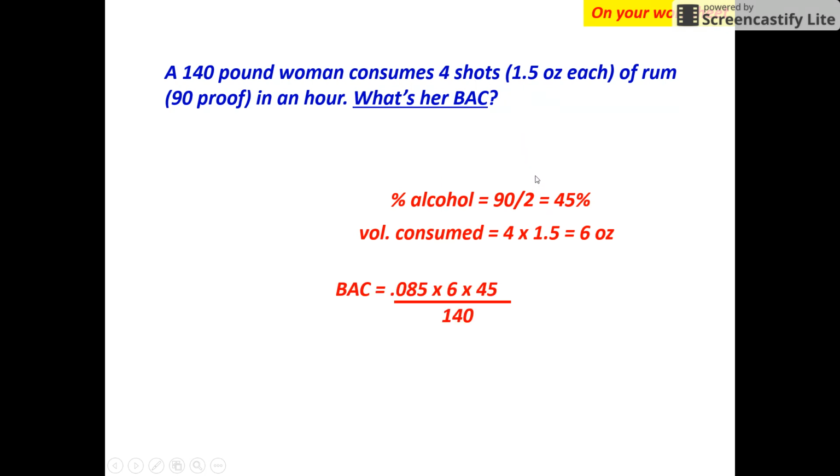Now we plug into the formula for females: 0.085 times 6 ounces times 45% divided by her body weight of 140 pounds. We come out to 0.1639, or 0.16% BAC.